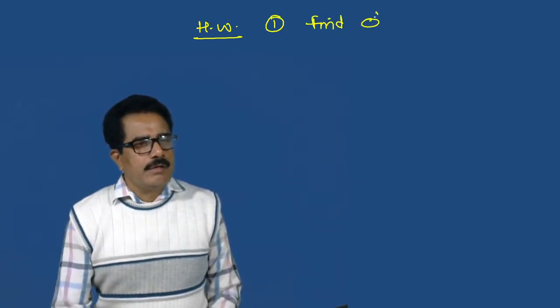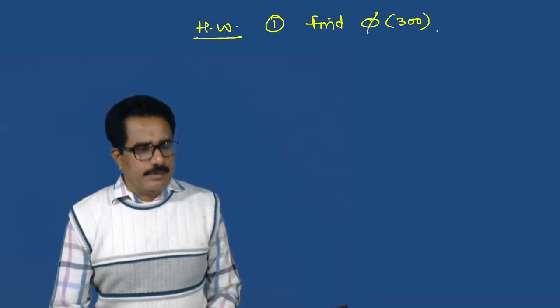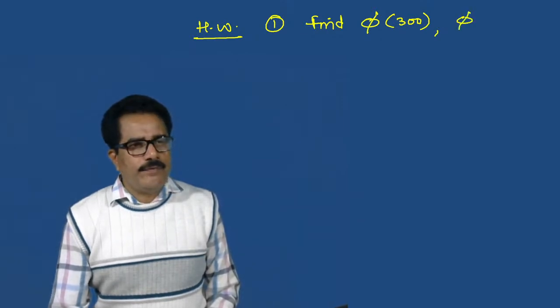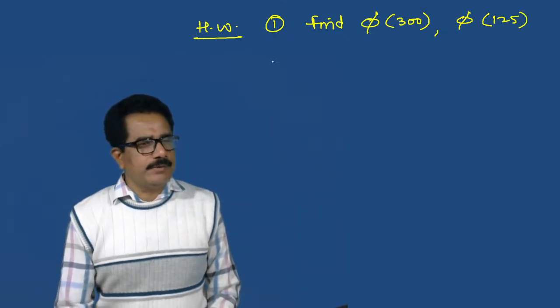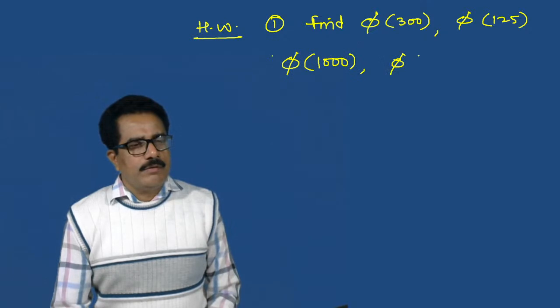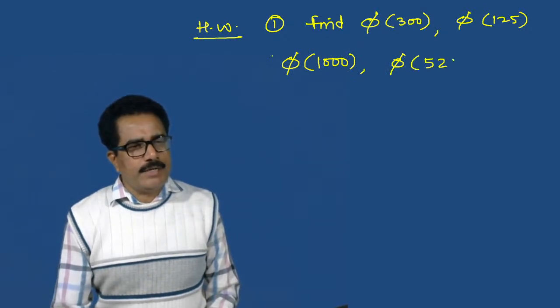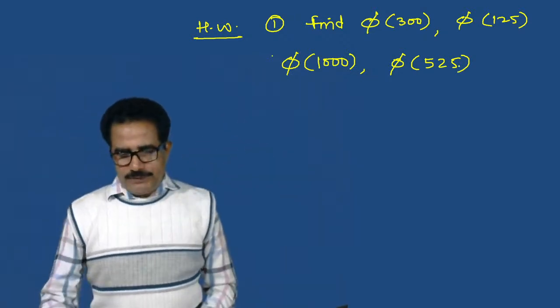ओके, होमवर्क पहा. Find phi of 300, then phi of 125, phi of 1000, phi of 525. हां, यांचे कॅल्क्युलेट करता येईल का रे आयलर टोशन फंक्शन तुम्हाला स्टुडंट्स?